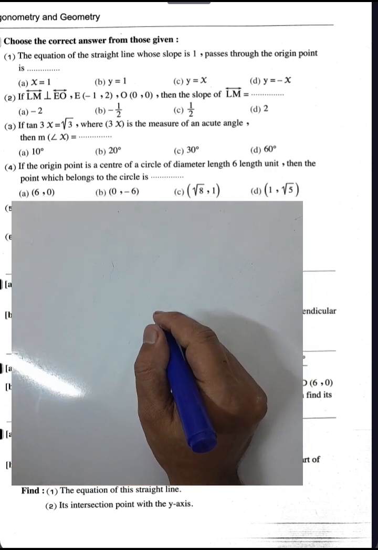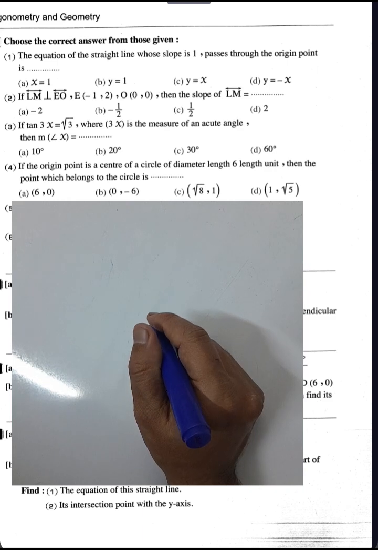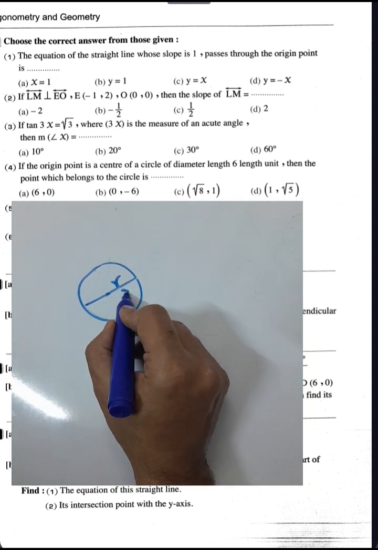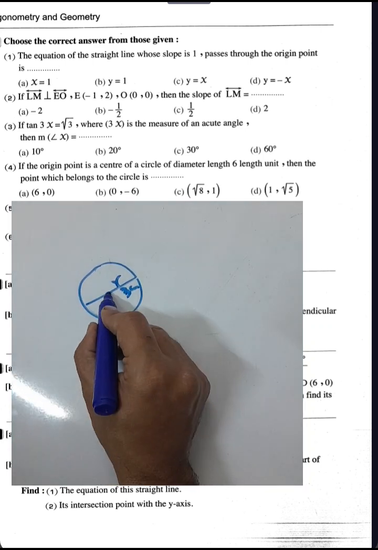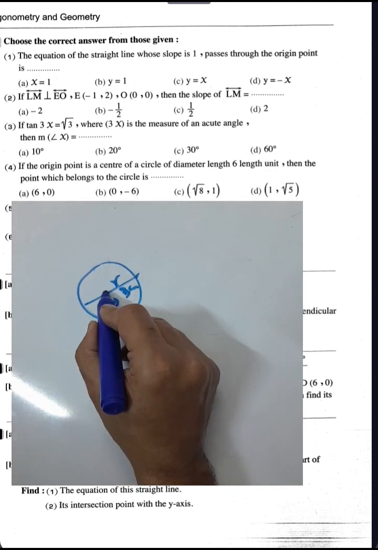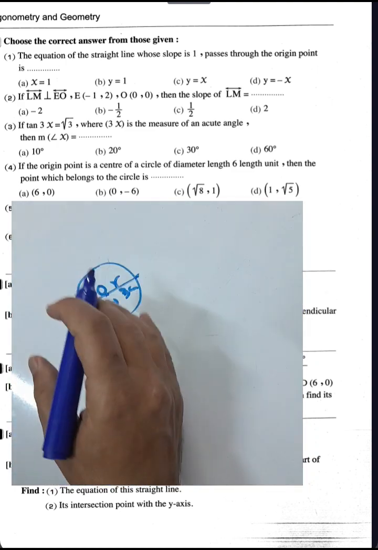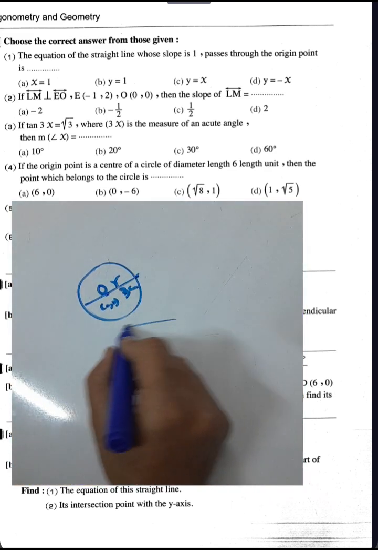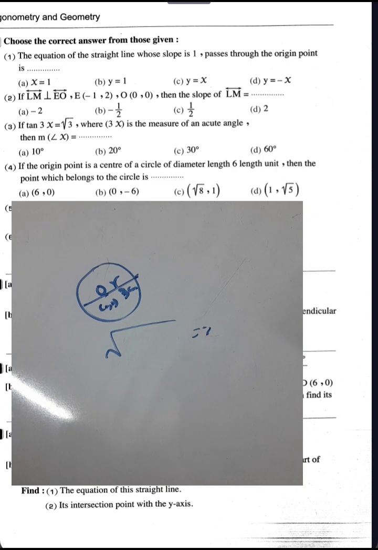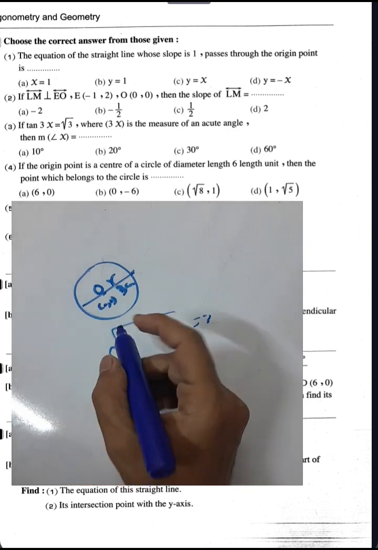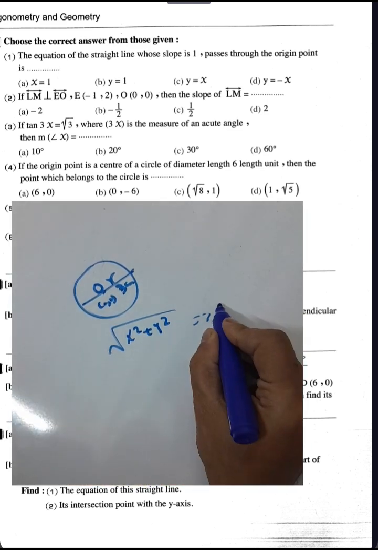Question number 4. If the origin point is the center of a circle of diameter 6 length units, then which of the points belongs to the circle? We have the diameter of the circle is 6, meaning the radius is 3 centimeters, and we have the origin point 0, 0. We can find the distance between the origin and any point as the square root of (x2 minus x1) power 2 plus (y2 minus y1) power 2. The result must equal 3.